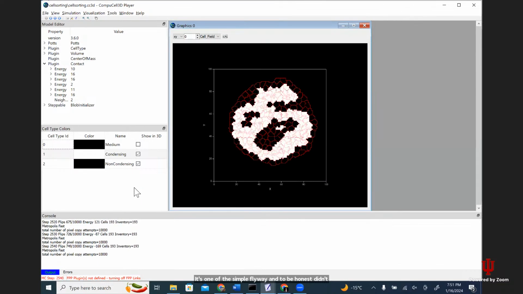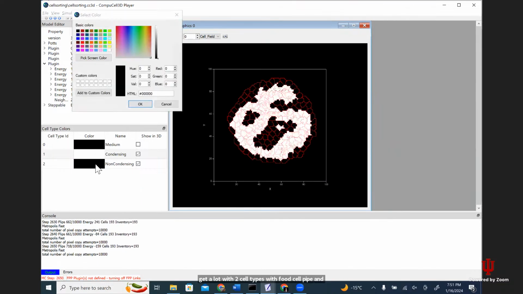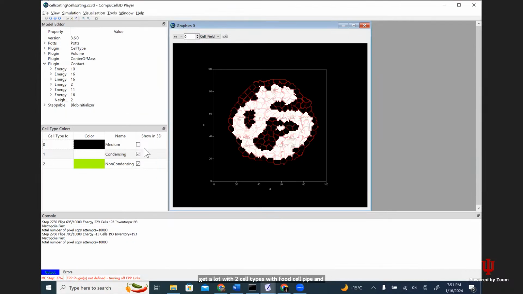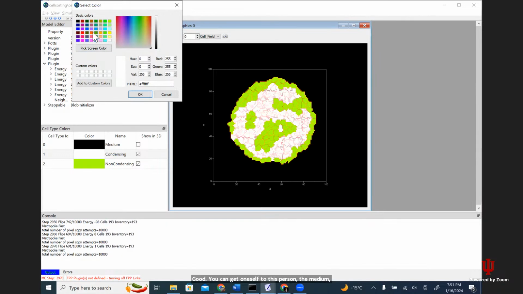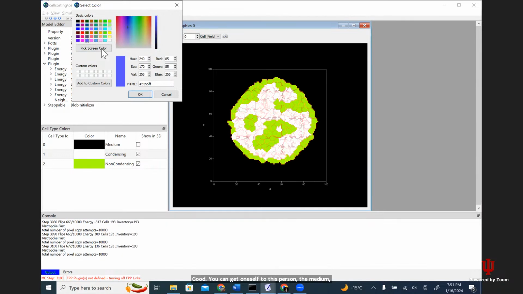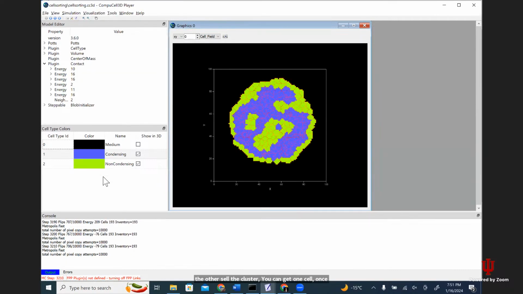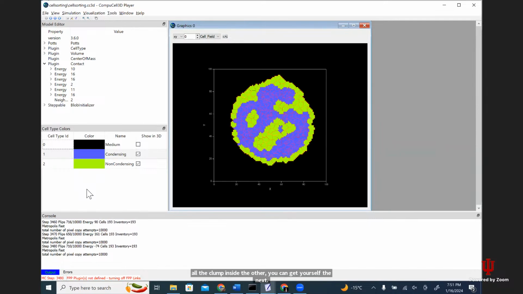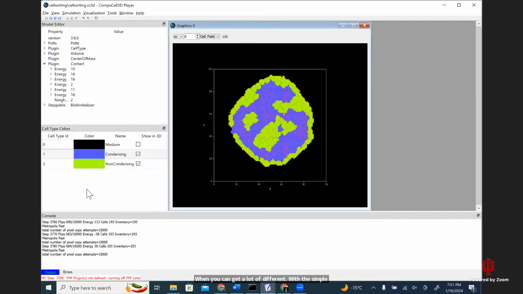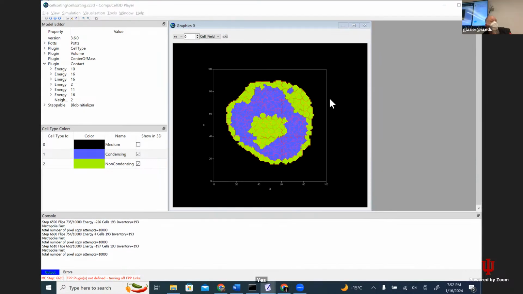and 5 adhesion energies. You can get one cell to disperse in the medium, the other cell to cluster. You can get both cell types to disperse in medium. You can get one cell to clump inside the other. You can get the cells to mix within the cluster. You can get a lot of different morphologies with the simple idea that you have two cell types and that they have contact energy in each other and in the medium. So you can do a lot of playing here.